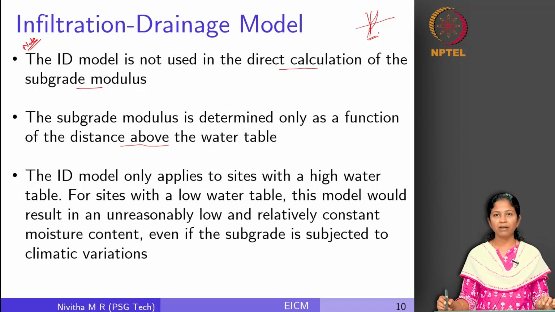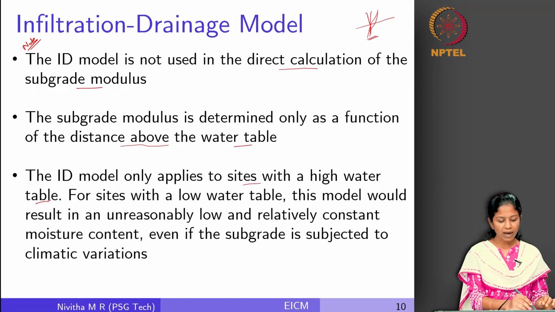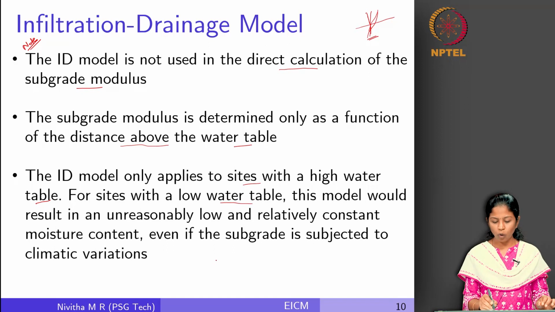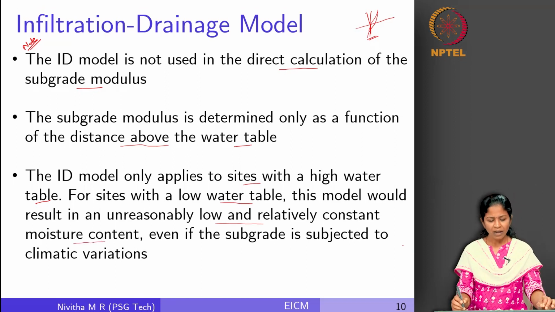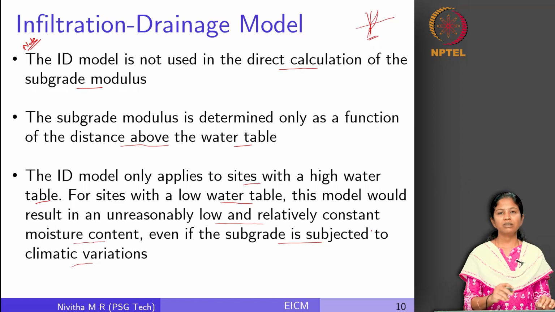It was considered to be influenced only by the water table and the capillary action that is present because of the water table. So, this infiltration model thus applies to sites only with a high water table. For sites with low water table, this model is considered to result in an unreasonably low and relatively constant moisture content, right. So, this is valid even if the subgrade is subjected to climatic variations. So, this is something which we have to note about the infiltration drainage model.